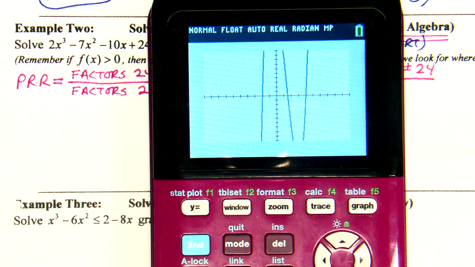Okay, so we can confidently say negative 2 and 4. I agree with Sadie. Something between 1 and 2. Ethan said maybe 1 and a half. And 3 halves would be one of our PRRs.